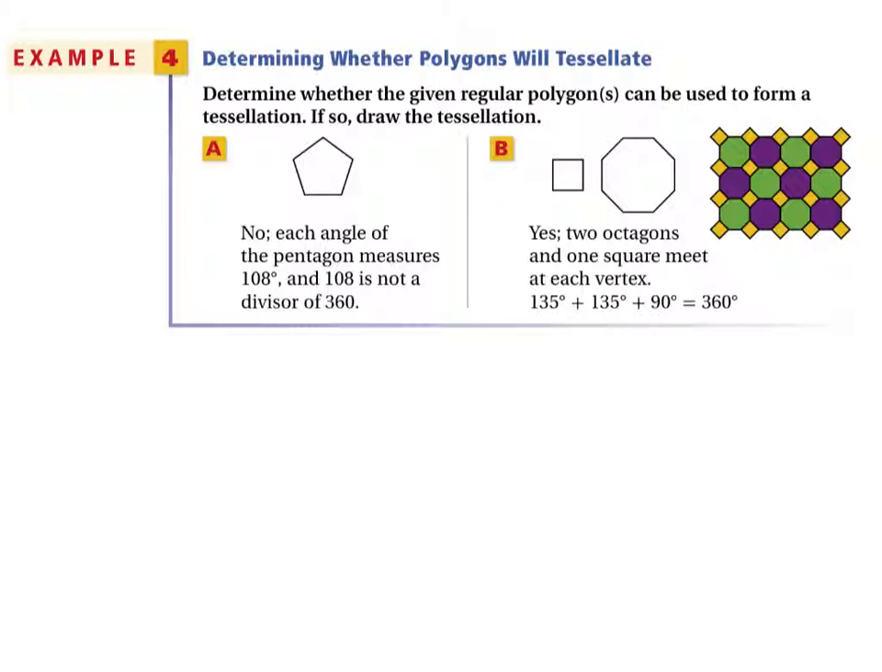Now, B, we have a square and we have an octagon. So the interior angle of an octagon is 135. A square is 90. So can any combination of 135 and 90 give you 360? And the answer is yes. You can have an octagon, and a square. So we would have two regular octagons and one square meeting at each vertex. So B would be an example of a tessellation, and they have an example here shown.